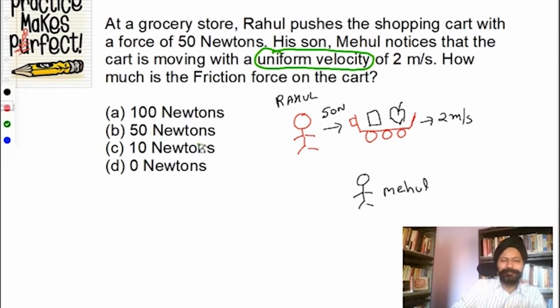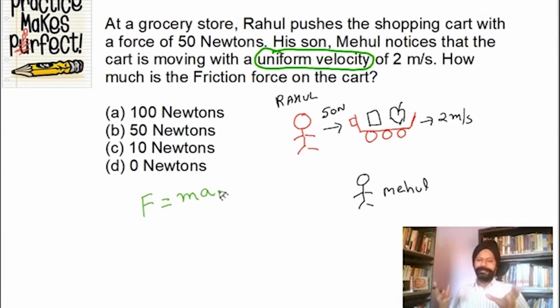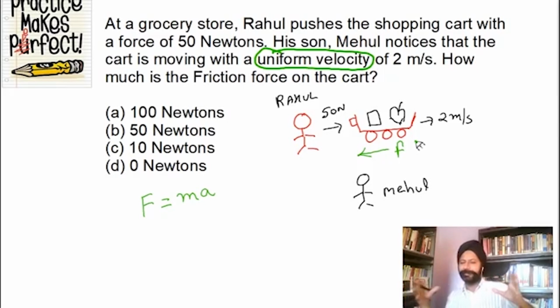Let's understand it again. F is equal to ma. Now how much is F? There are 2 players here: Mr. Rahul is pushing, and friction is also acting backwards, which I don't know how much it is. So let's say F. I don't know how much it is, but I definitely know it's going backwards. Friction force will always be opposite to the motion or tendency of motion. We will go into details in 11th, for now just understand this basic point.